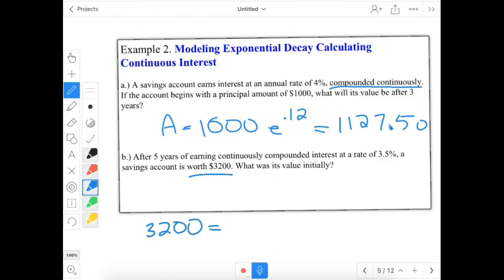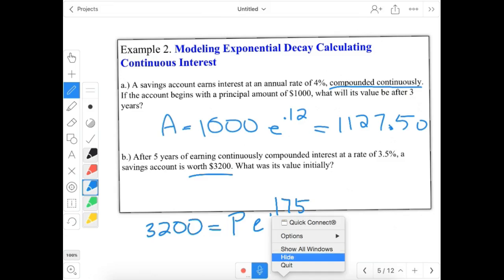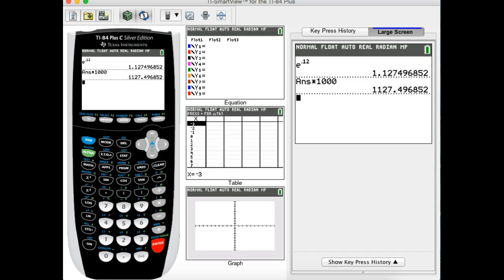$3,200 would be equal to P times e to the 0.035 times 5. That would give us 0.175. So then again, I'm going to switch over, figure out what that value would be. Second, e to the 0.175 equals 1.1912, I'll use.